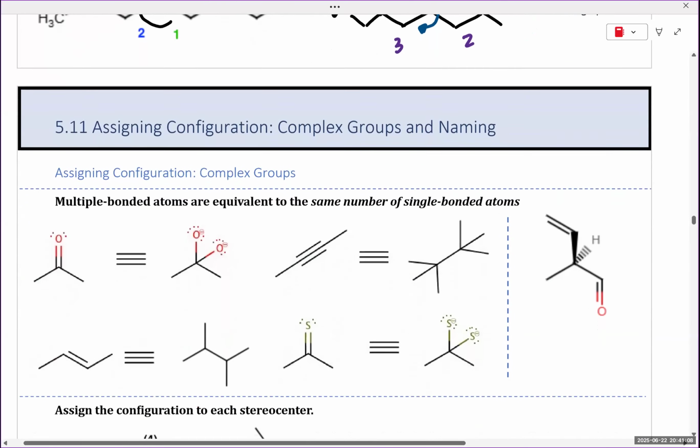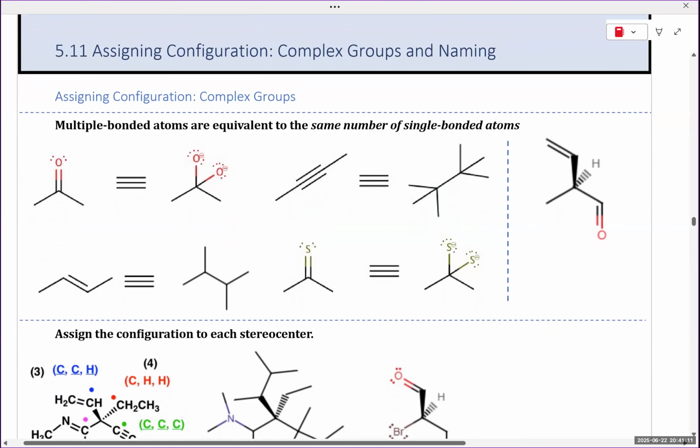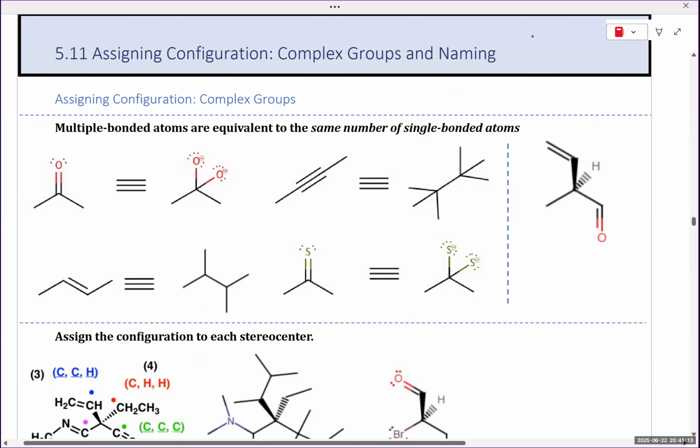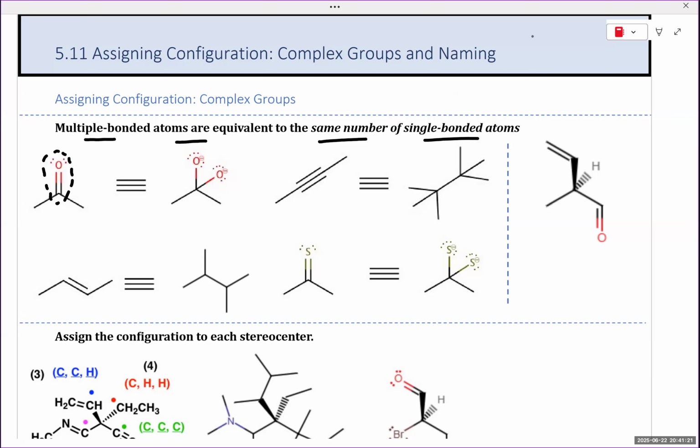Let's talk about assigning configuration now when we have complex groups. Multiple bonded atoms are equivalent to the same number of single bonded atoms. For example, a carbon-oxygen double bond is treated like two carbon-oxygen single bonds. A carbon-carbon double bond is treated as if there is an additional carbon attached to each of the carbons participating in the double bond. A triple bond is counted as if we have two additional carbons attached, and so forth.